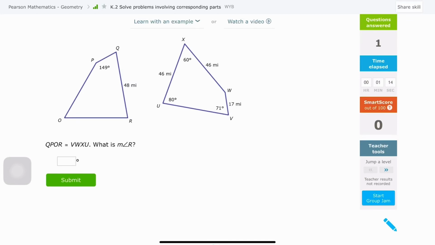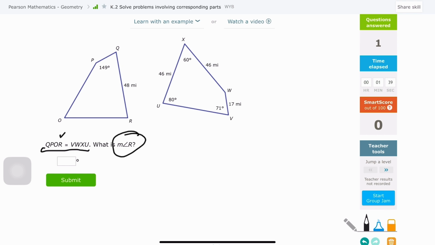Welcome back to Matrix. In today's session, we'll be discussing problems involving corresponding parts. If you recall from my previous video, we discussed congruent triangles and how to write a congruent statement. In today's video, we will be given congruent statements, which is this stuff, and we need to find the missing angles. So here we are looking for the measurement of angle R.